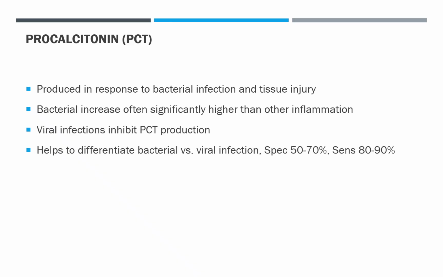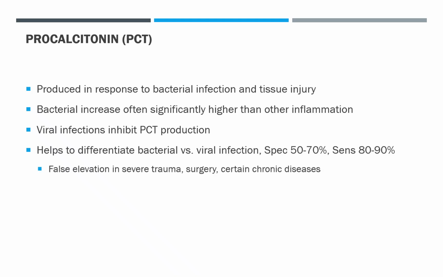I already talked about the inhibition by viral infections. So some use in practice has been to help or attempt to help differentiate between bacterial versus viral infections. In this situation with lung diseases, pneumonia in particular. You can see here the specificity isn't great with 50 to 70%. However, the sensitivity is still relatively strong, meaning that if it's low, it's more likely not a bacterial infection.